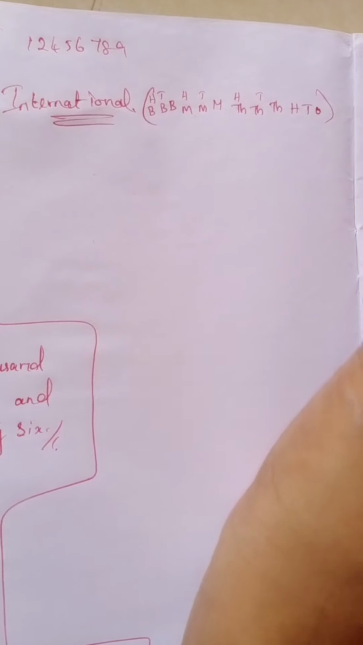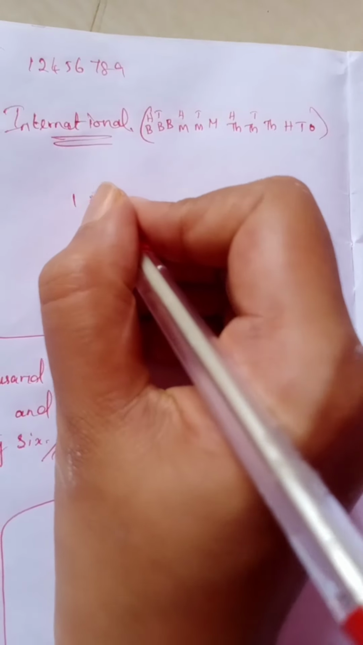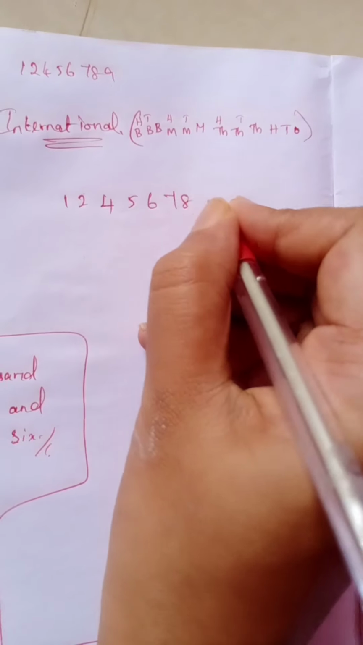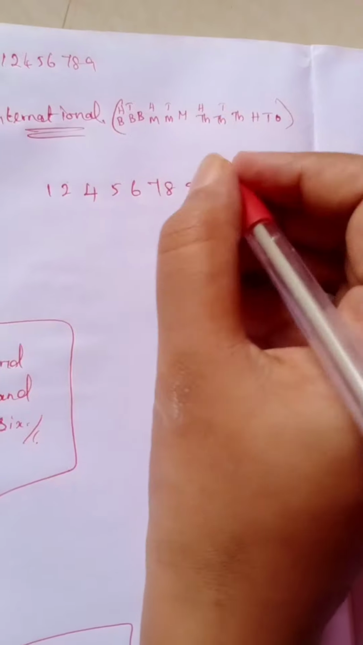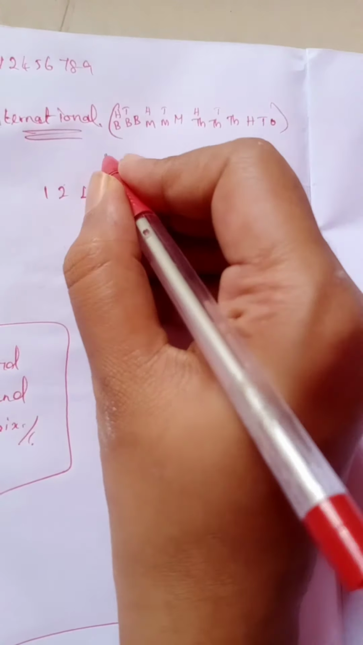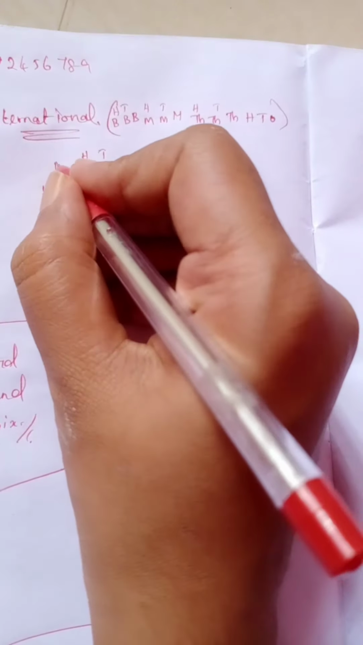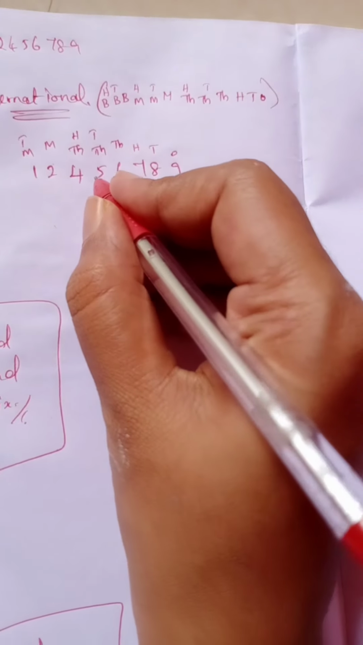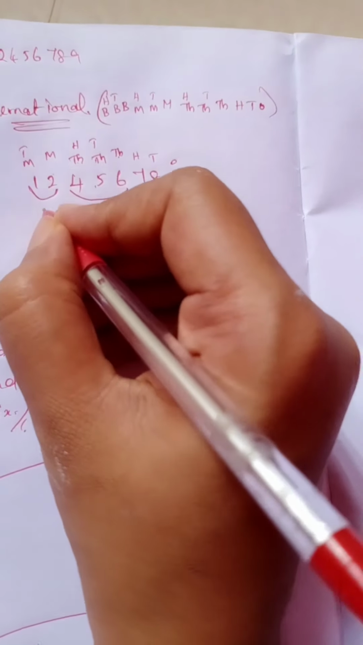Okay, it's enough now. Now let's write that given number: 1, 2, 4, 5, 6, 7, 8, 9. Then you have to mention the place values: ones, tens, 100, 1000, 10,000, 100,000, million, 10 million. Okay, now split the family: ones family, thousands family, millions family.